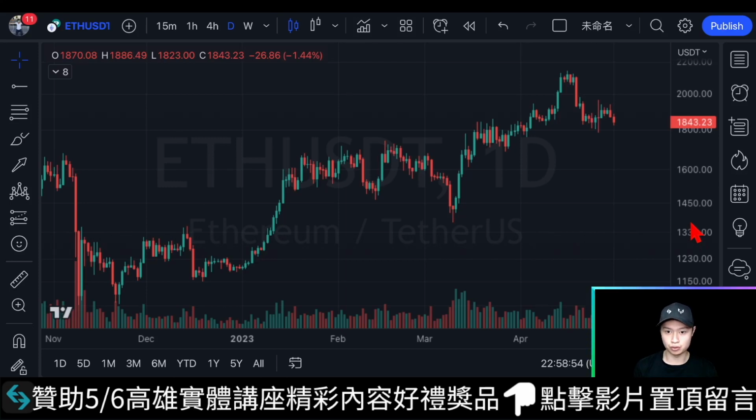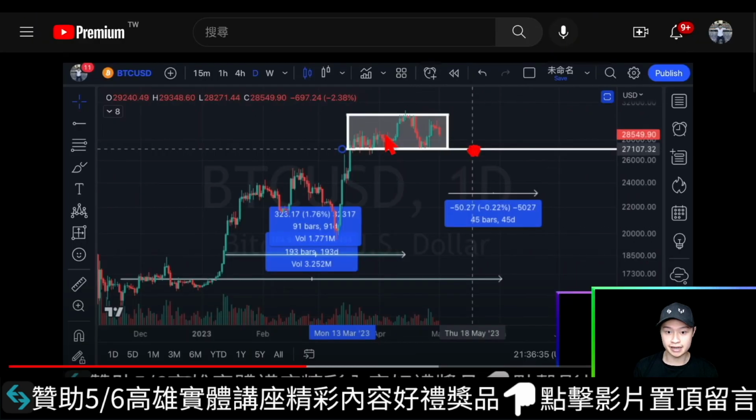Is there a danger sign on the ETH chart? If you're interested in knowing more about this, please keep watching.